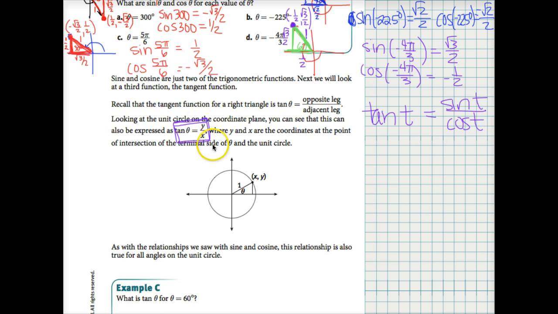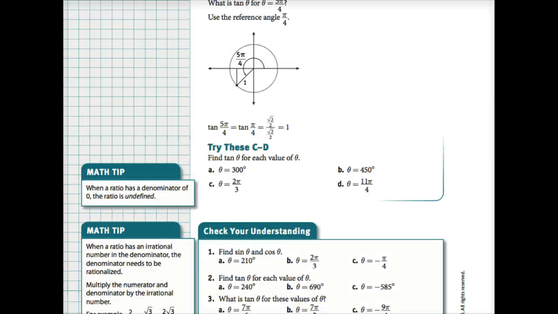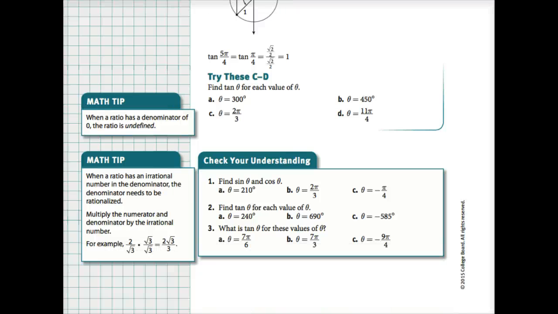So y divided by x, or sine divided by cosine, is how we are going to come up with the tangent. So we still need to start all of these the same way. Sketch the angle, draw the triangle, write out the ordered pair. So again, they've got some examples here that are already drawn out for you. We're going to do the ones where they didn't draw them out.